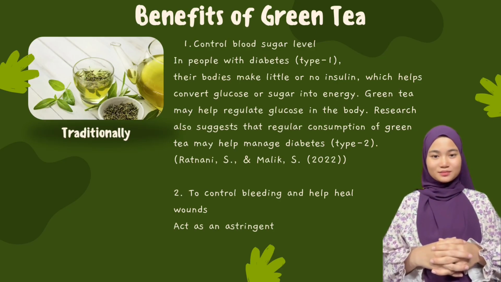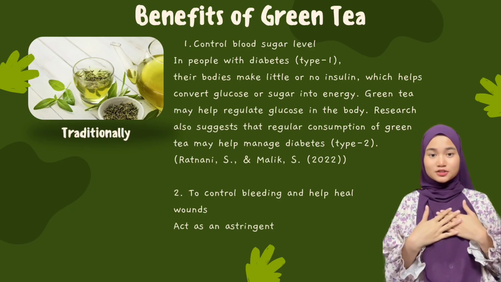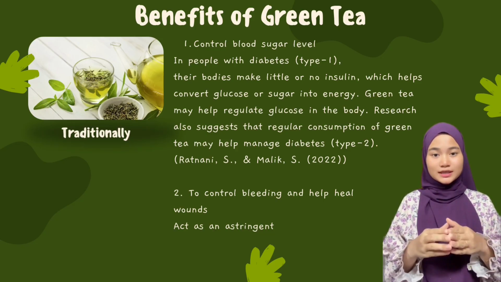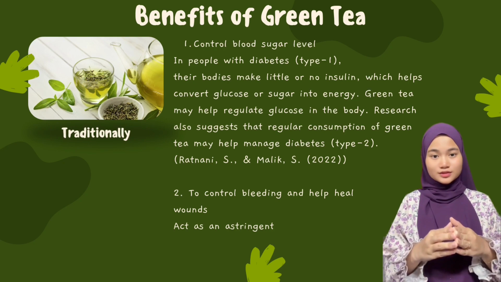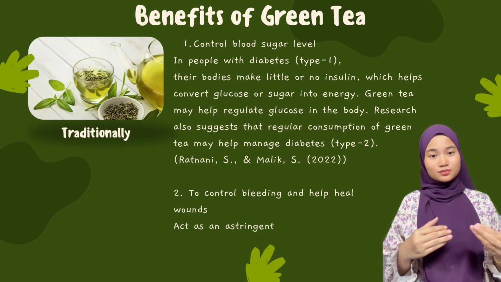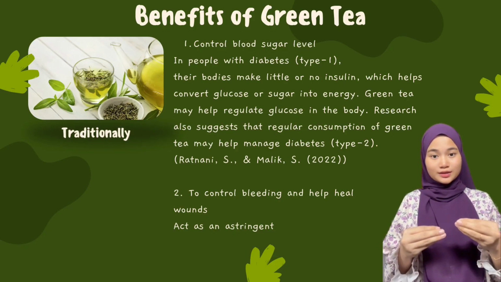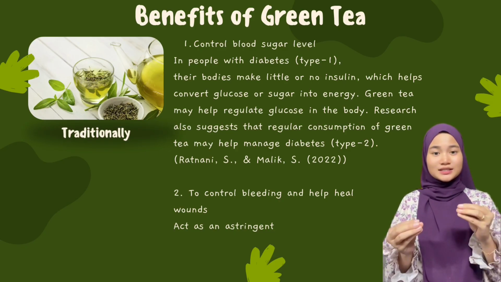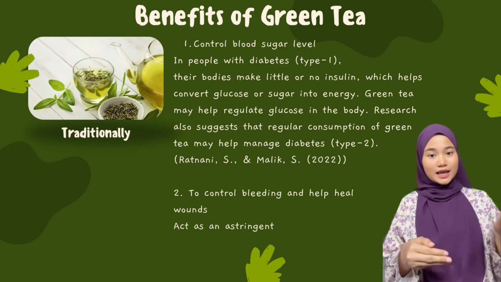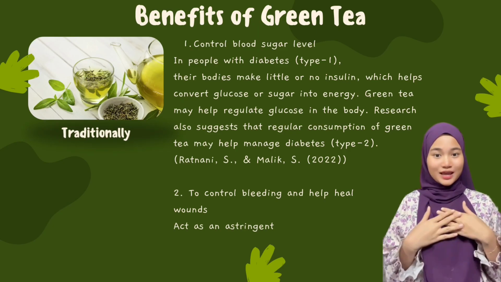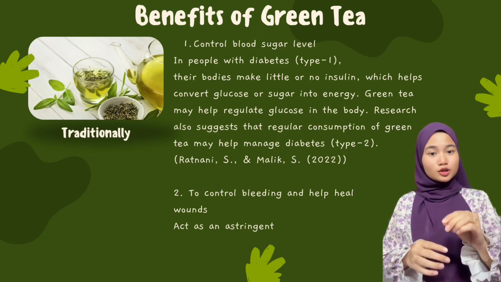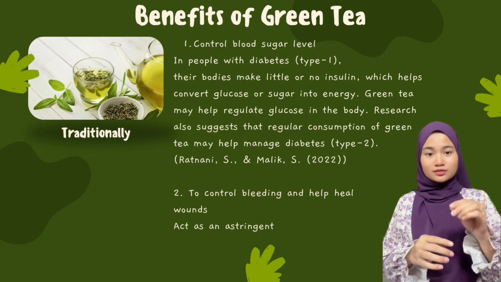Benefits of green tea. How can green tea benefit us in the traditional way? The first one is, traditionally, green tea can control blood sugar levels. For example, people with diabetes have consumed green tea to control their weight. This is because green tea can regulate glucose in our body, turning it into energy rather than keeping it as fat.